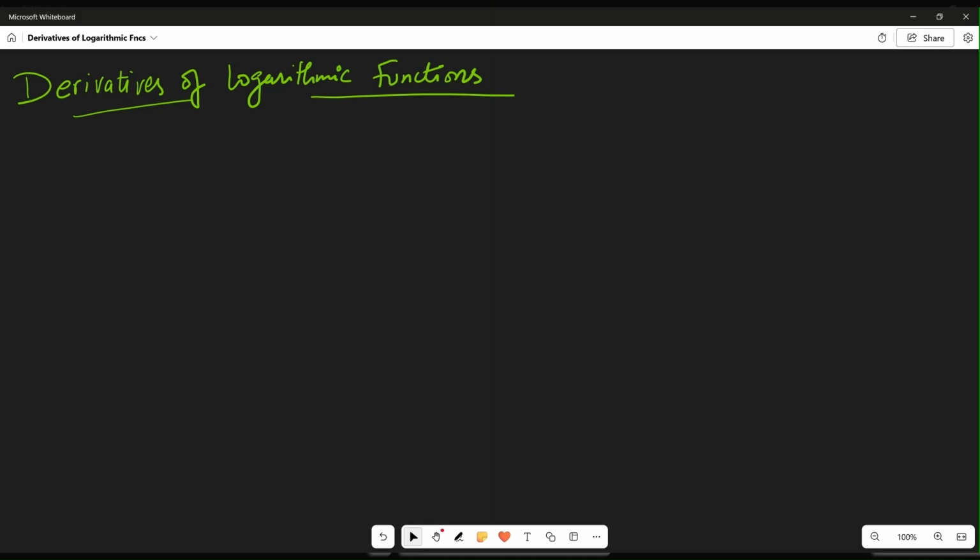So today we are going over derivatives of logarithmic functions. But before we do that, I think it's important to have a quick recap of what exactly logarithmic functions are, or their basics and properties.